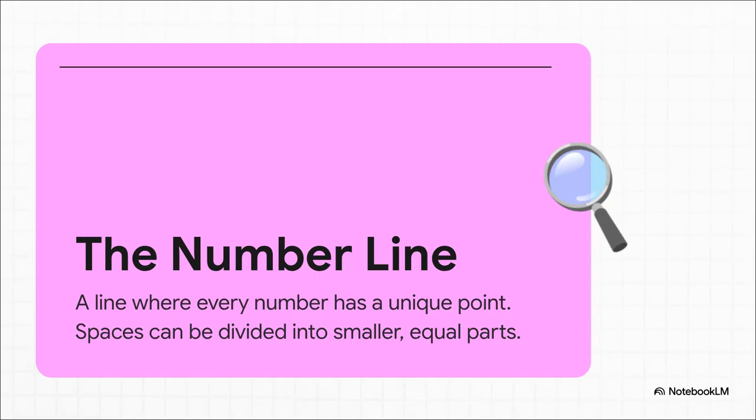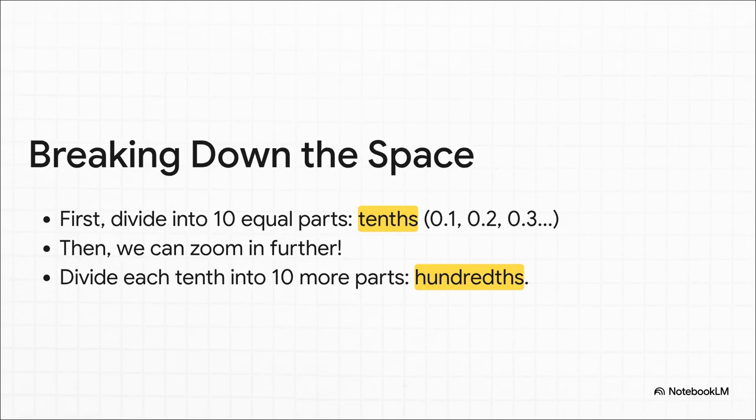Okay, so let's get a little formal for just a second. A number line is really just a line where every single number has its own unique spot, kind of like a ruler, right? The really cool part is that the space between any two whole numbers, like 0 and 1, can be broken down into smaller, perfectly equal parts. So how do we actually create that map? Well, we start by taking that space between 0 and 1 and slicing it into 10 equal sections. We call these tenths, so you get 0.1, 0.2, 0.3, and so on.